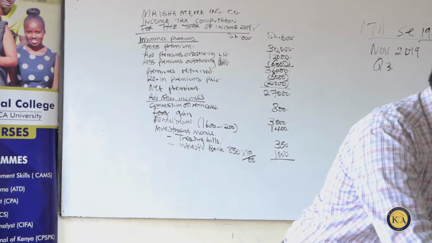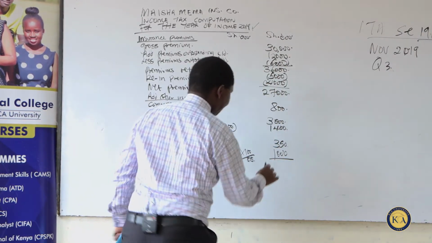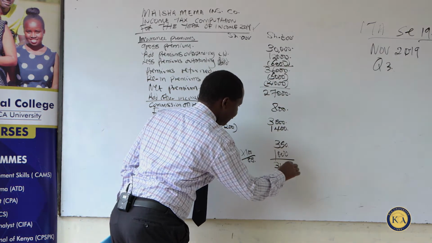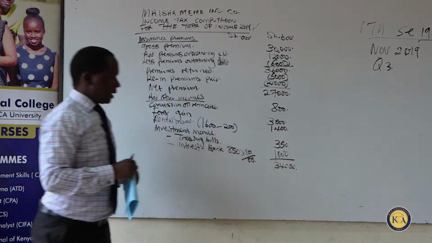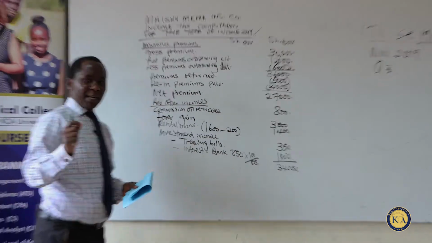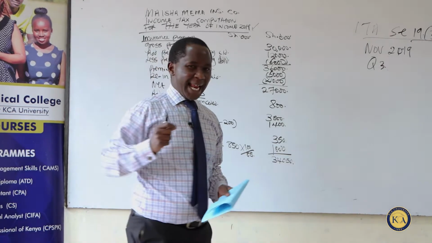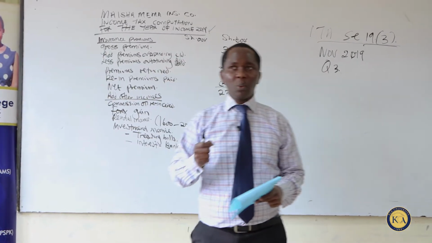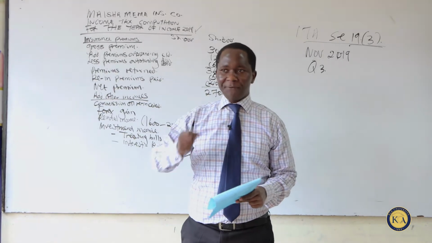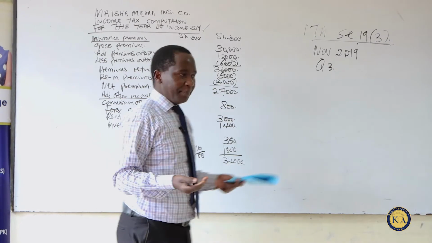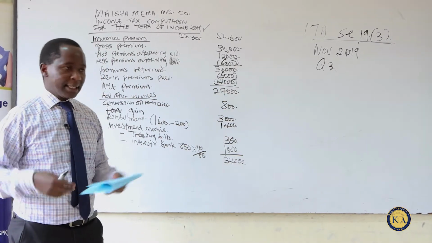The summation of this is actually 34,050. Now, the last thing that we are going to do here is make an adjustment for reserve for unexpired risk. We also call this reserve for unexpired risk the provision for unearned premium. When you see that term, unearned premium or provision for unexpired risk, it remains the same.